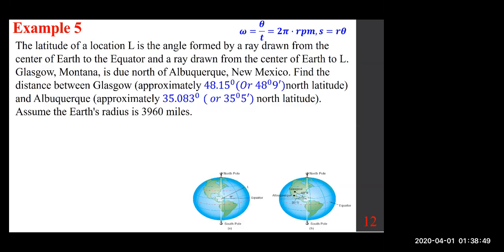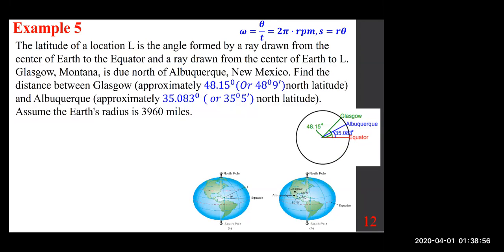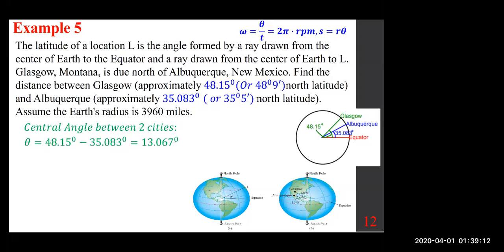And the concept is something similar to this class, okay? They give us the latitude, and the difference between the two angles is the angle between the two cities. So the central angle between the two cities is one minus the other. And the assumption is everybody can do the math. It's not a big deal, okay?